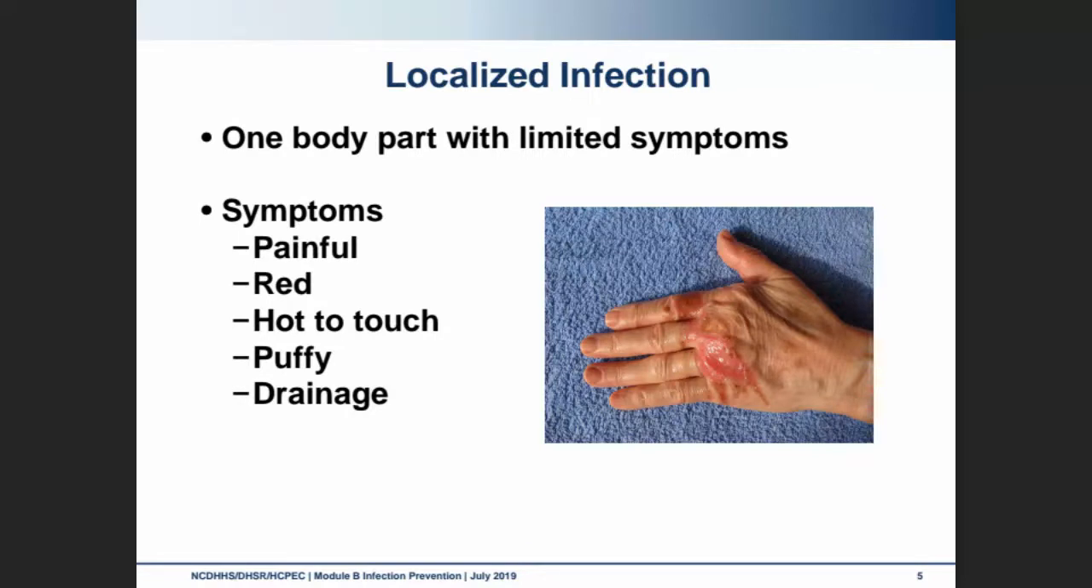So how many of you have ever had a little infection on the side of your fingernail? It's called a paronychia, right where the fingernail edge is, it gets swollen, red, hot to touch, may have drainage or pus. So that's an example of a localized infection.